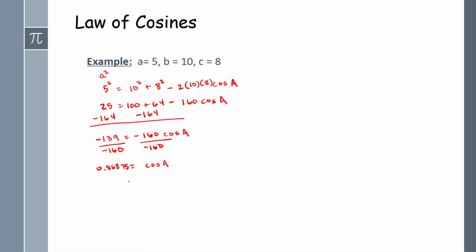In fact, I would just use the value from the calculator so I don't have to round at all. This would tell me that angle A's measure is the inverse cosine of that value. So I take the inverse cosine of that number, and I get that the measure of angle A is 29.69 degrees.